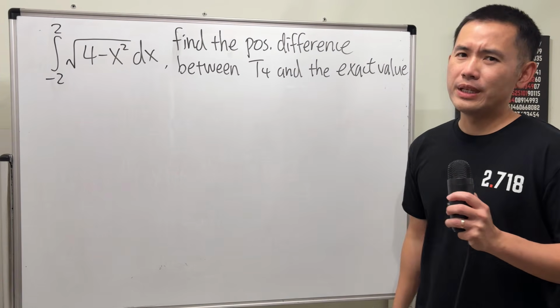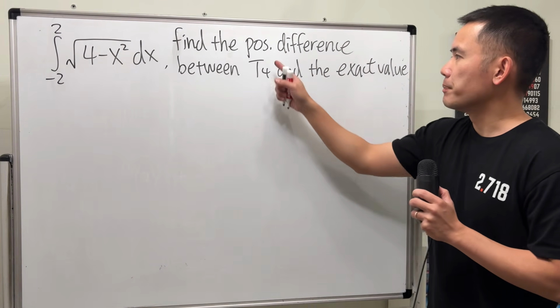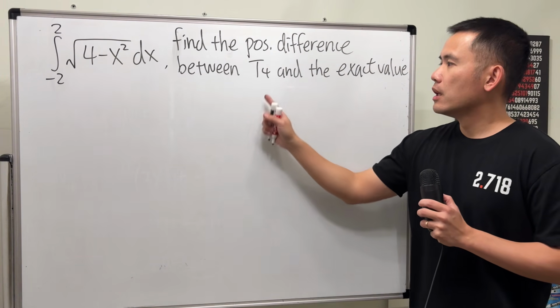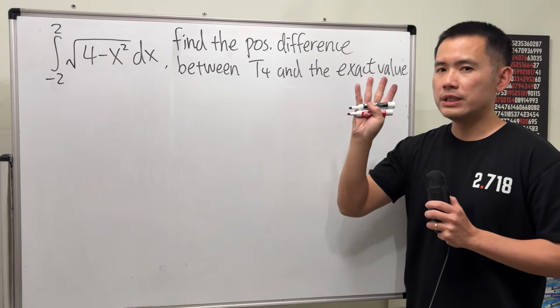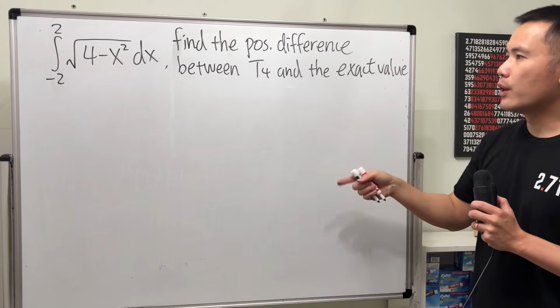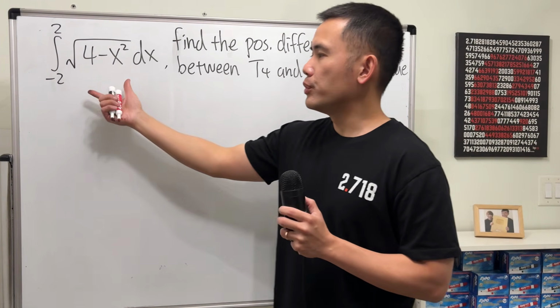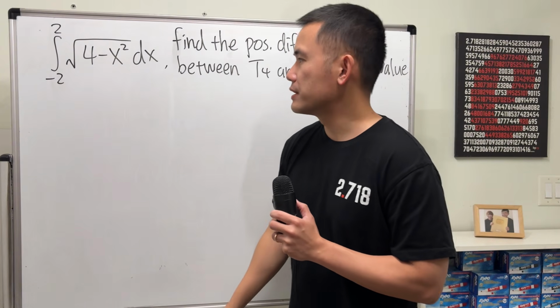Alright, this is a very nice question. We are given this integral and the goal is to find the positive difference between the trapezoidal rule when we use n is equal to 4, so 4 trapezoids, and the exact value of that integral. So we are doing two things. In fact, let's compute the exact value of this integral first.